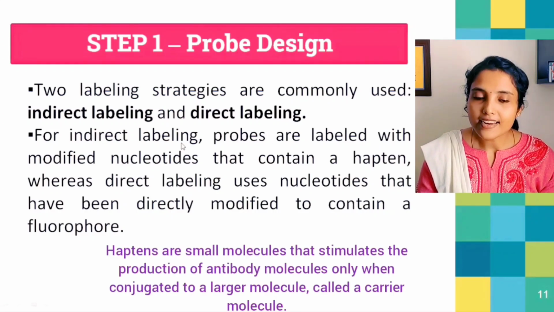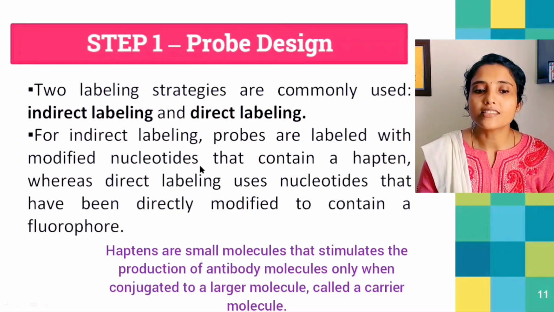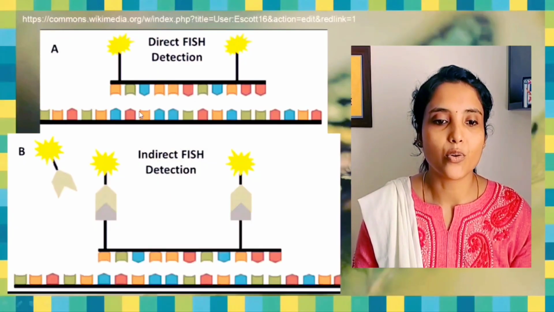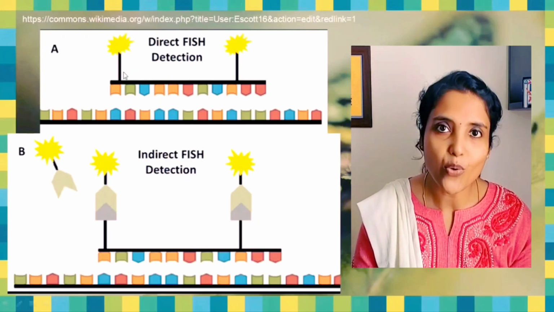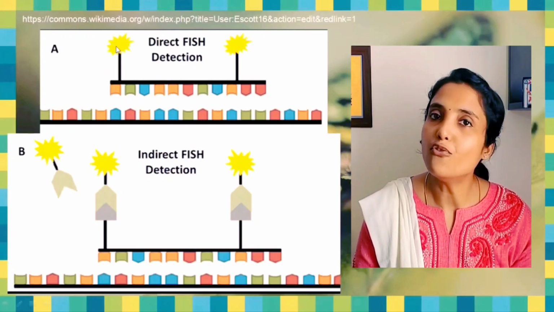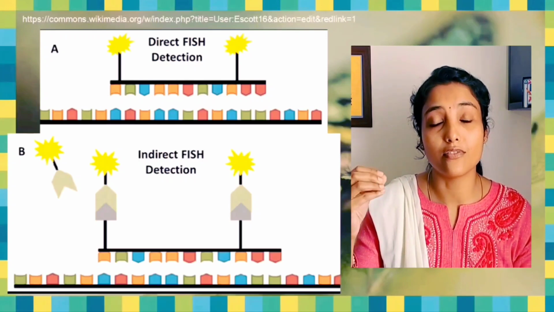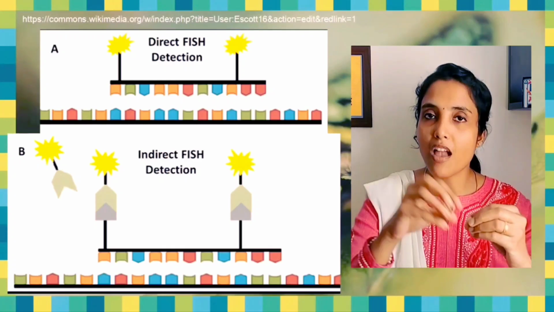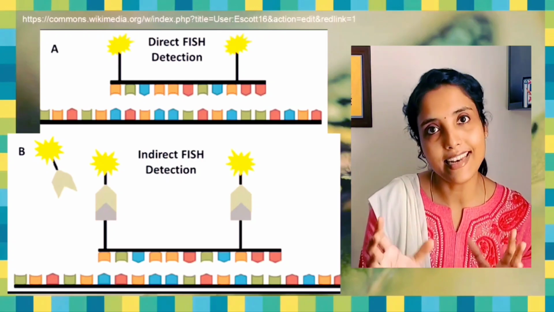So for indirect labeling, probes are labeled with modified nucleotides that contain a hapten, whereas direct labeling uses nucleotides that have been directly modified to contain a fluorophore. I'll explain with the diagram. Over here you can see this is direct labeling. The nucleotide, whichever you added, already has a fluorophore attached to it, so you don't have to add fluorescent molecules again in the next stages. Already in the beginning, after the nick has been formed, you are adding a fluorescently labeled nucleotide.